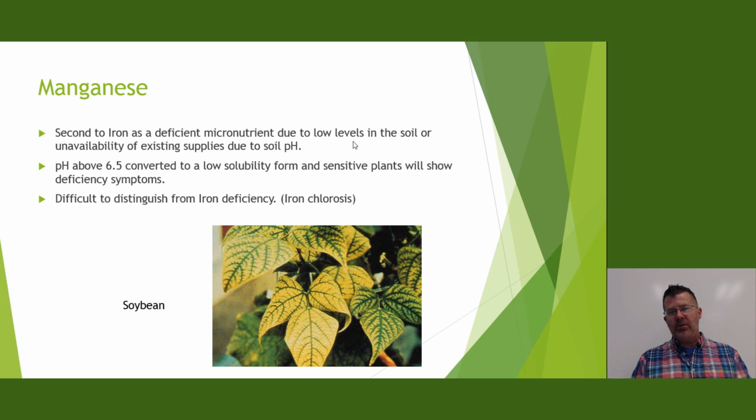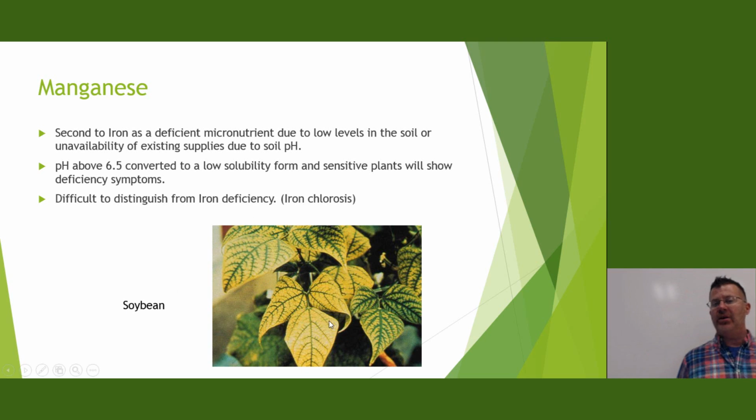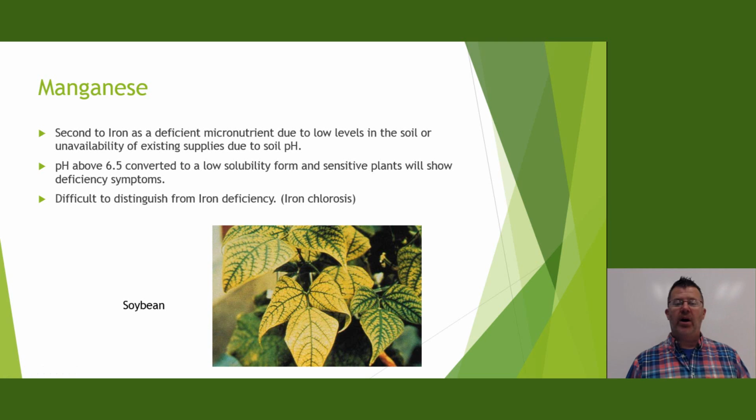And here I have an example of soybeans. In the previous slide we said soybeans are kind of resistant to iron chlorosis. So when we see the interveinal coloring here, we know that this is probably going to be short in manganese, because soybeans are resistant to iron chlorosis.